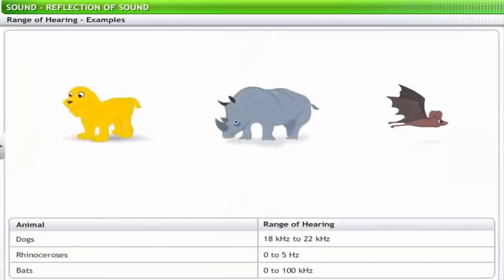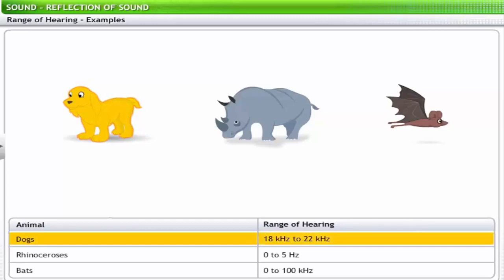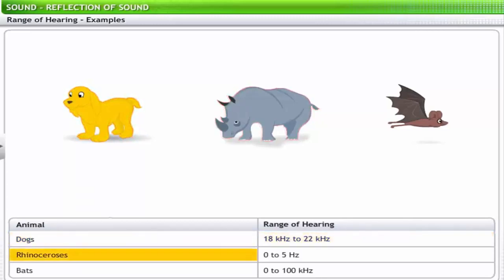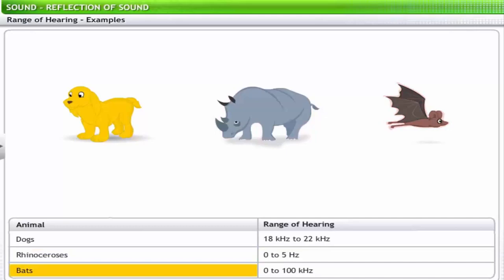The table shows the hearing range for 3 animals. Dogs can hear sound waves ranging from 18 kHz to 22 kHz. Rhinoceros can hear sound waves ranging from 0 Hz to 5 Hz. Bats can hear sound waves ranging from 0 Hz to 100 kHz.